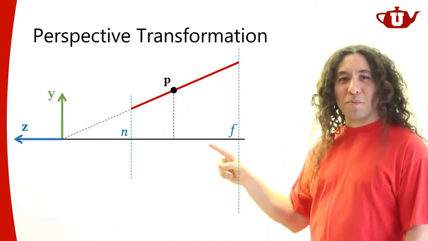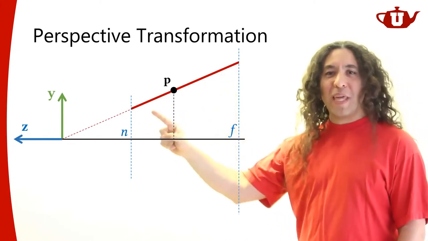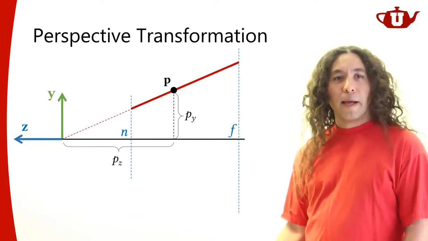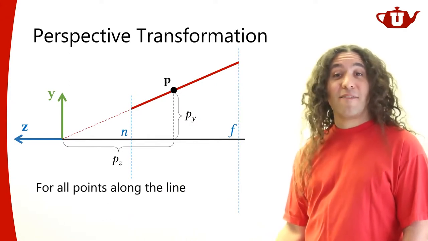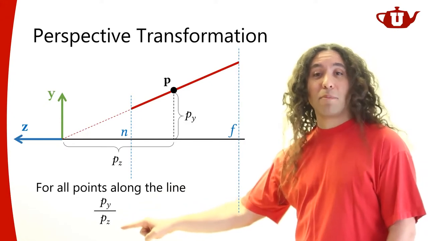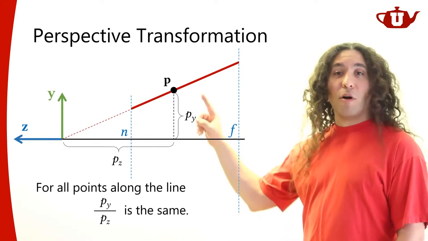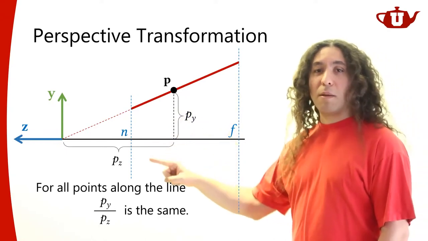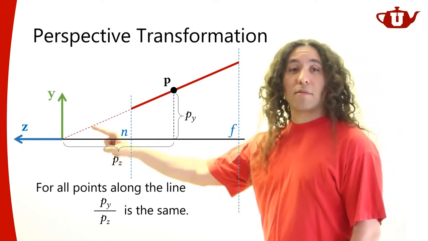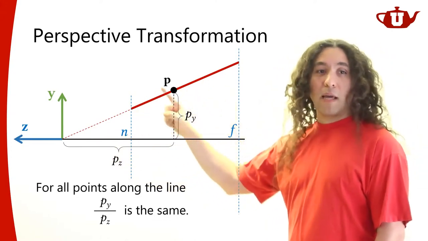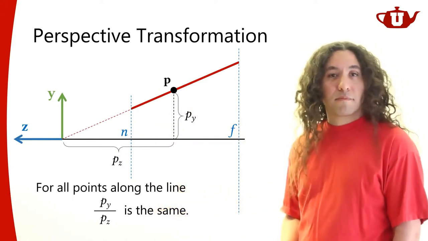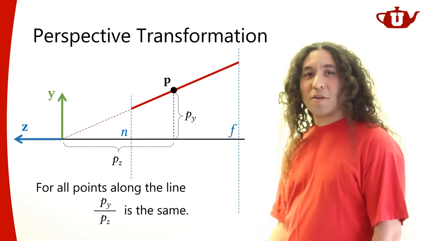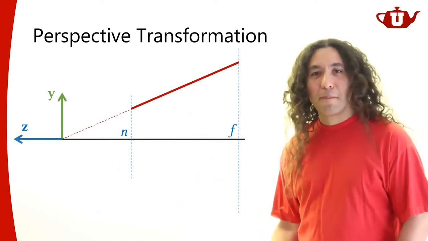Let's see the important property of this, and this is how you will be able to do this. Any arbitrary point P along this line, of course, has a y coordinate and a z coordinate, right? So for all points along the line, this value, py divided by pz, is going to be the same. And that kind of makes sense, because py divided by pz gives me the tangent of this angle, right? Since all of these lines are along the same angular direction, that has to be the same. Does that make sense? So I know that this is going to be the same, so maybe I can use this for transforming this line into the other one. Let's see if we can do that.